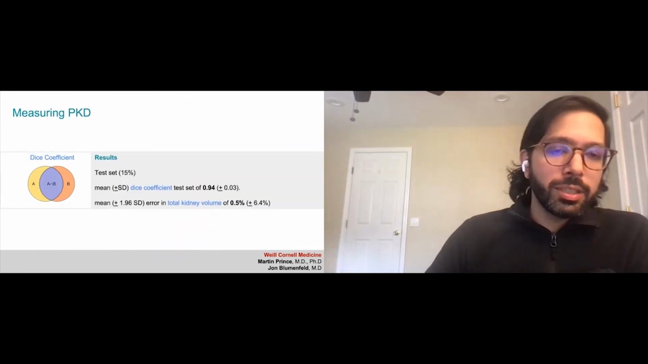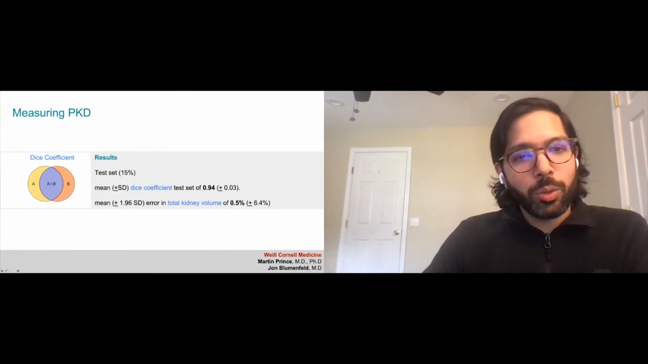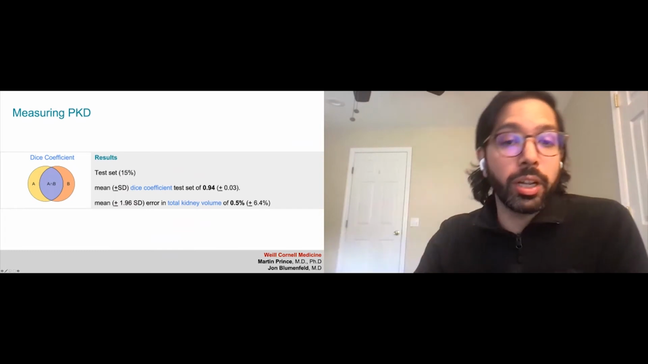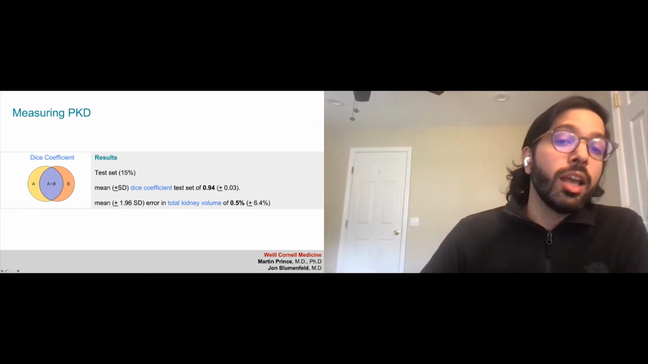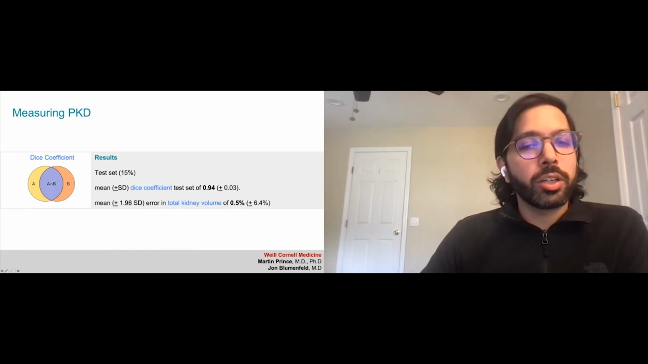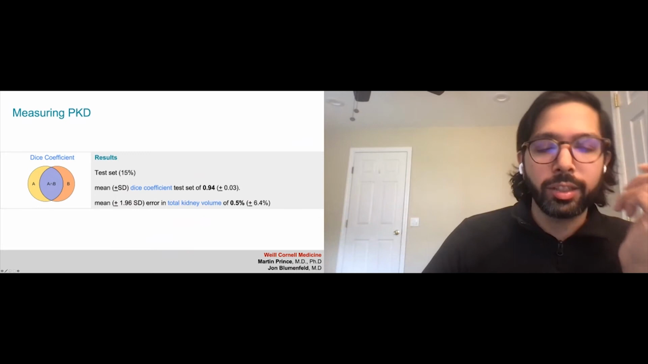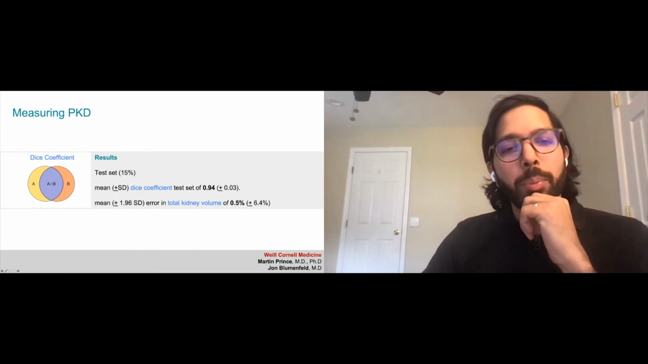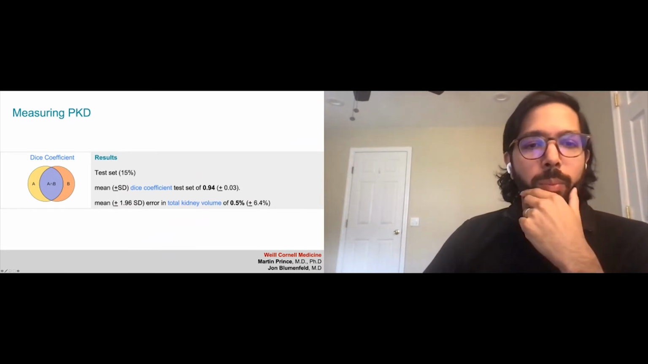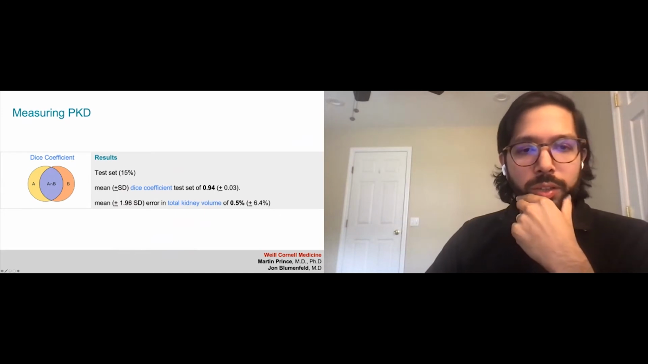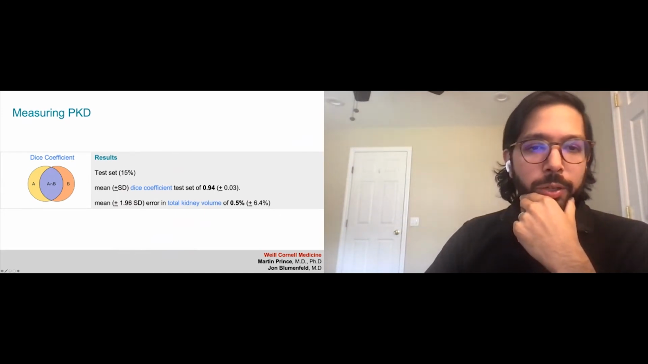So in terms of our results, just really briefly, we had a pretty impressive dice on the holdout test set. Our prediction of total kidney volume had a pretty small error of 0.5%, but there was a decent amount of variation. So sometimes on smaller cases, small errors can be a large percent of error, especially when you look at things in 3D. But we were pretty happy with these results, and we are optimistic that we can likely use this clinically to add value.